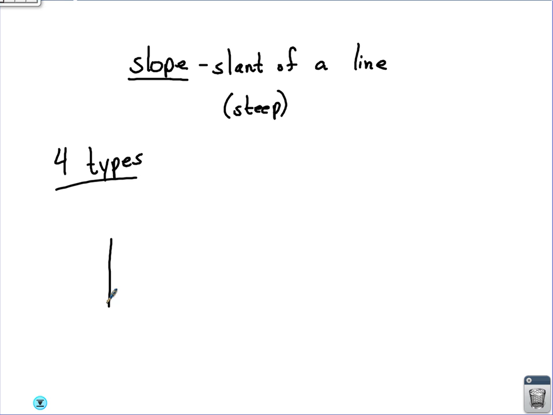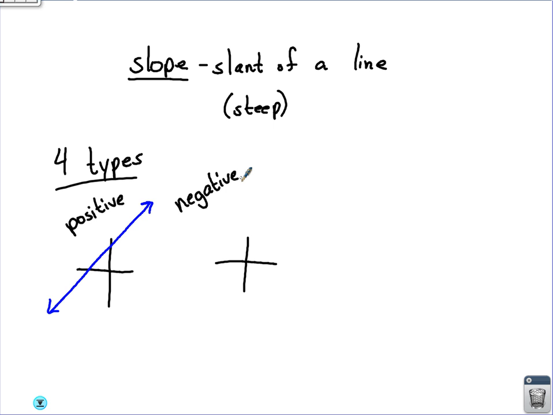The first type is a positive slope. Anytime that you have a line that slants uphill from left to right, that line has a positive slope. The second type of slope that we're going to talk about is a negative slope. And anytime you have a negative slope, that means from left to right, it actually slants downhill. The third type of slope that we're going to talk about is a zero slope. And when you have a zero slope, it slants none. It doesn't have any slant from left to right, so that would be a horizontal line.